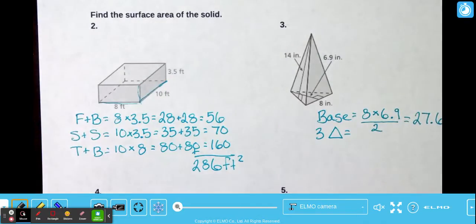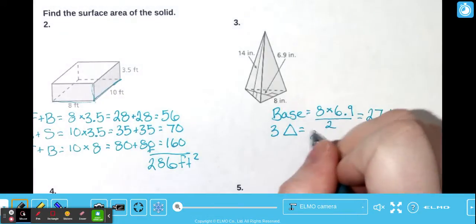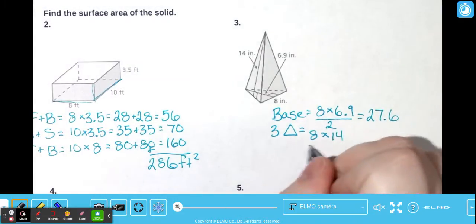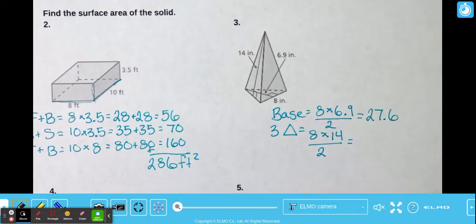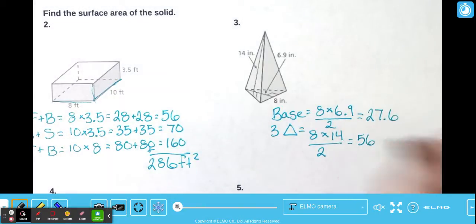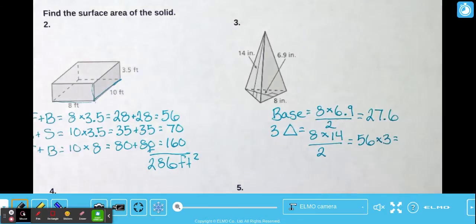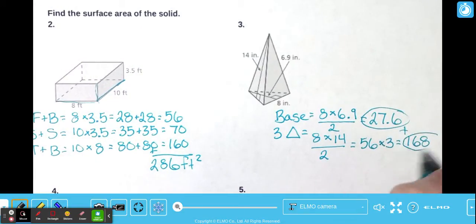Okay, our 3 triangles coming up out of the sides. What's the base length of those? 8 times, what's the height of those? 14. And then we divide that by 2. Yeah, so we'll do 8 times 14 divided by 2. And we end up getting 56. But we're not done there because that's the area of one of those triangles. So we need to multiply it by 3. Okay, and then what's our final step? Add 27.6 plus 168.